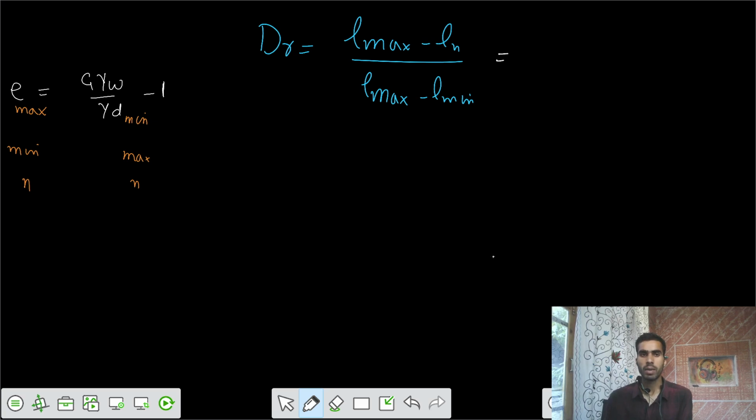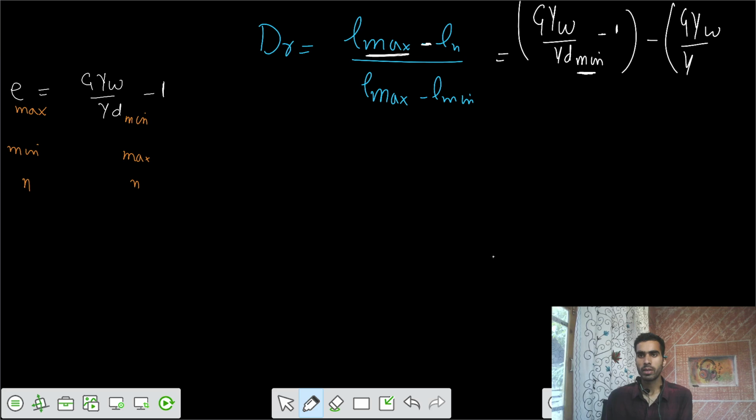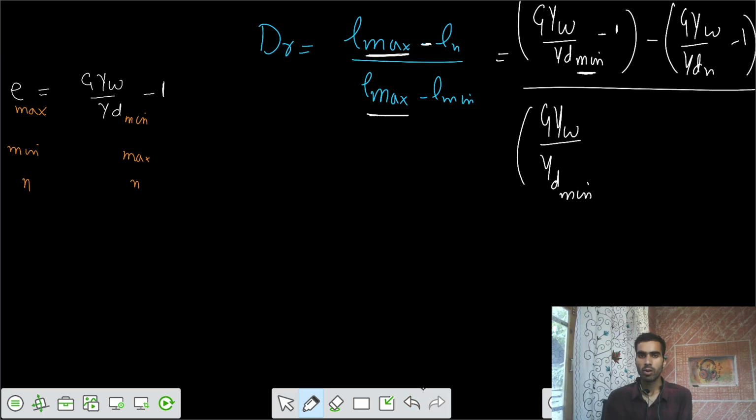So let's write e max. Your value of e max is G gamma W by gamma d minimum minus 1. The critical thing here is that at the maximum void ratio we have the minimum gamma d. After that we have minus e natural, which is G gamma W by gamma d natural minus 1, divided by e max minus e minimum. At the maximum void ratio condition your density is low, so gamma d is minimum. Then minus e minimum, G gamma W by gamma d max minus 1.